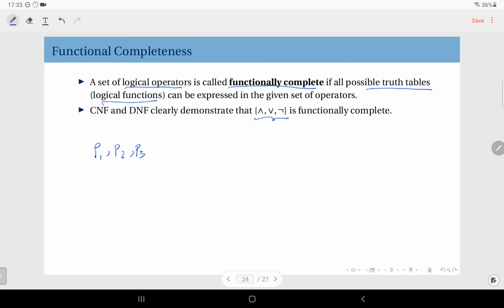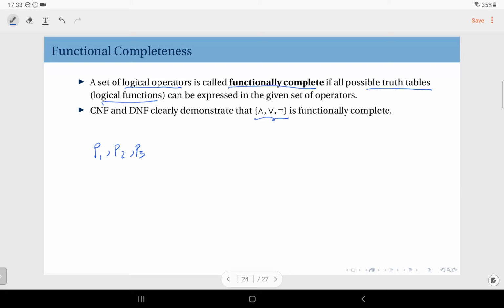And as we have discussed, you can have 2 to the power 3, 8 distinct input combinations, which means 2 to the power 8, in total 256 possible distinct functions. Okay, so take any set of logical operators. Is it possible that using only those operators in that set, can I express all of those 256 functions?